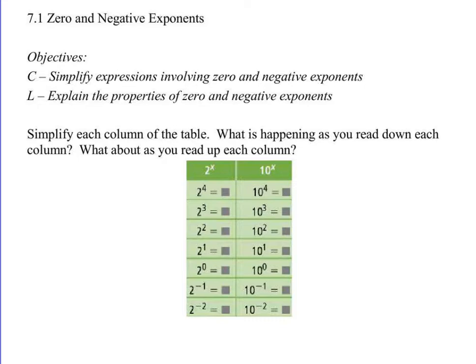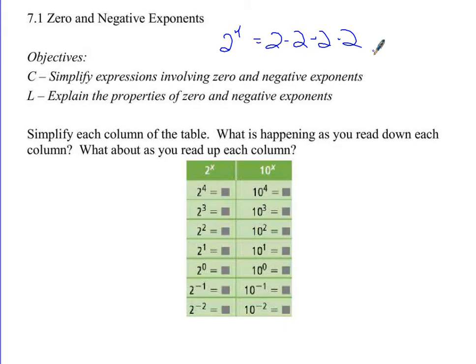Before I do that, I want to remember what exponents mean. So if I have 2 to the 4th power, what is 2 to the 4th power? It's not 2 times 4. If I wanted 2 times 4, I just write 2 times 4. It's 2 times itself 4 times. So 2 to the 4th is 2 times 2 times 2 times 2, which is what?